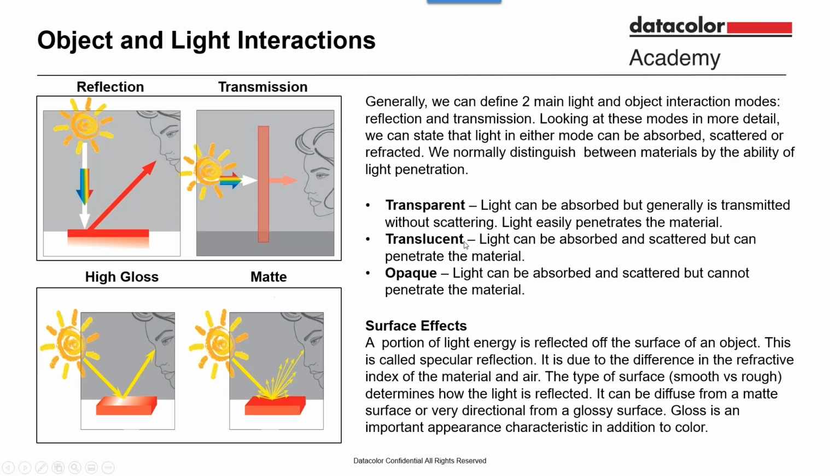A sample can be translucent, where light can be absorbed and scattered, but can penetrate the material. So the translucent is we can still see through it. It might be cloudy because of some scattering, but we call that a translucent sample.